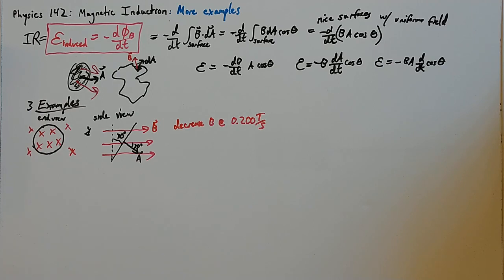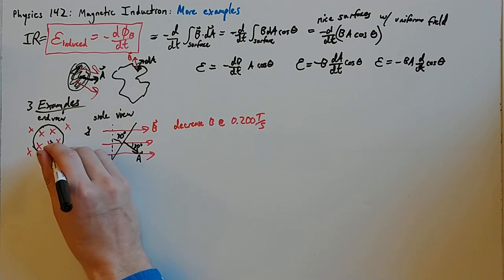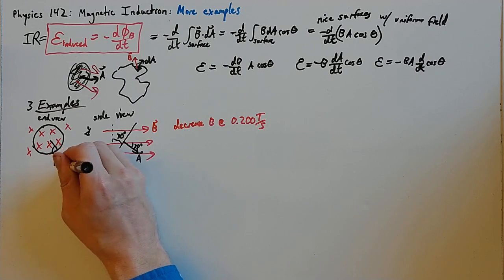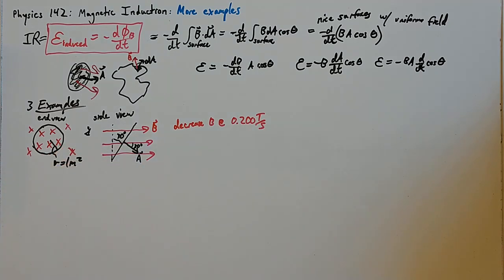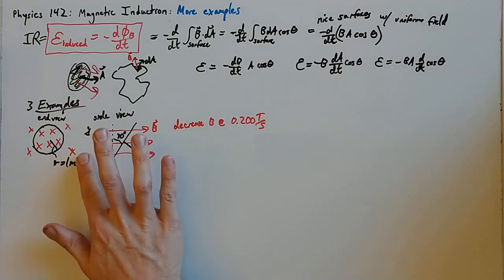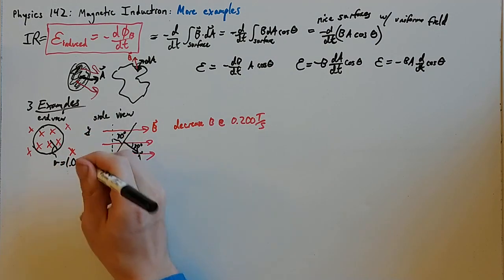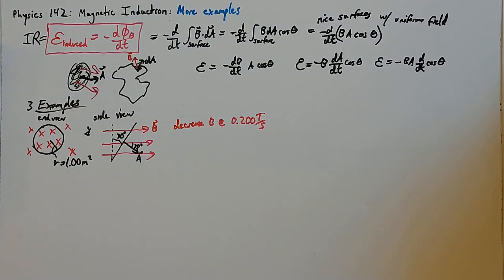And we really probably should put some dimensions on our other things. So we've got a 30-degree angle. Let's make our hoop have an area of 1 meter squared. I should probably do some sig figs here, so 1.00 meters squared. All right, there we go. So we'll have a 1 meter squared hoop, and we're going to decrease the magnetic field at 0.2 Teslas per second. And so the question is, what's the magnitude of our induced EMF?